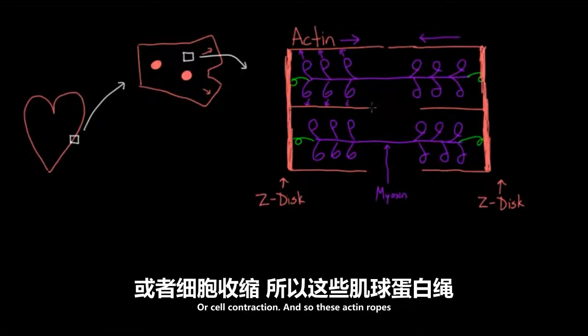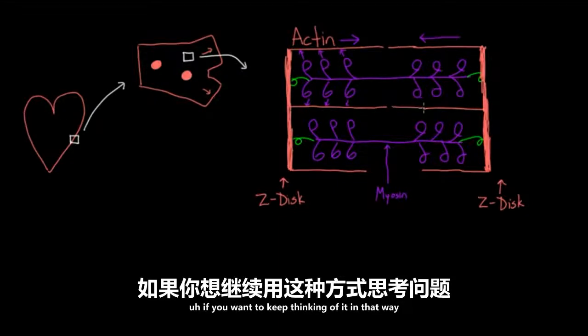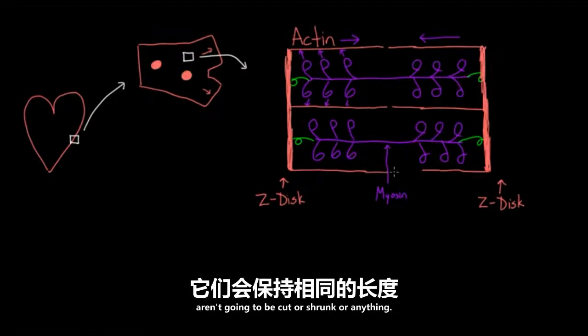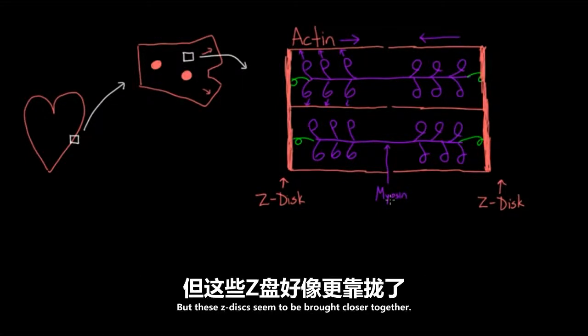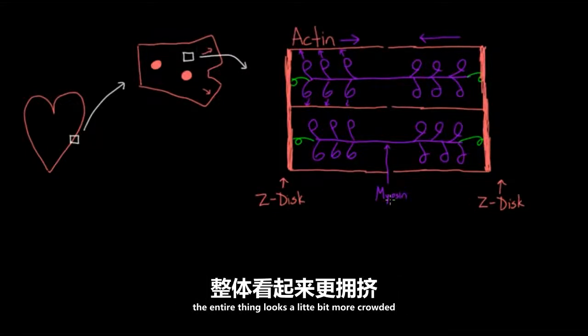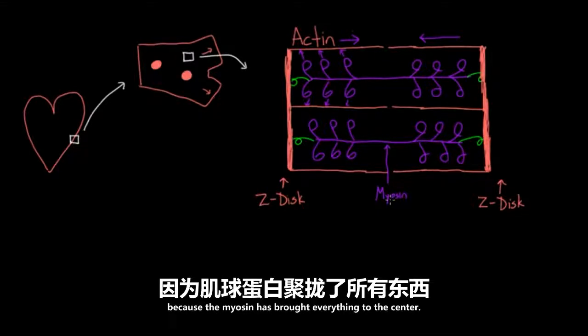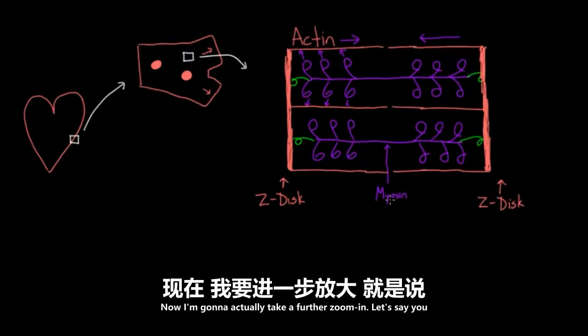And so these actin ropes, if you want to keep thinking of them that way, are of course not going to get cut or shrunk or anything. They're going to be the same length. But these Z-discs get brought closer together. So overall, the effect is that the entire thing looks a little bit more crowded because the myosin has brought everything to the center. So that's cell contraction. Now, I'm going to actually take a little further zoom in.